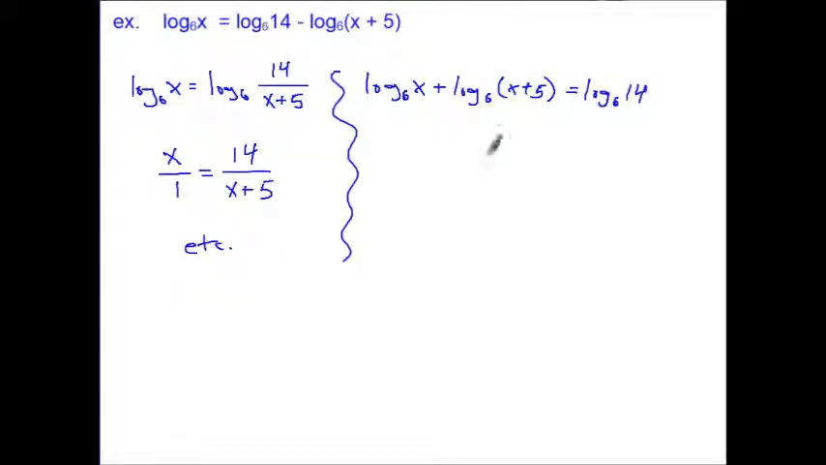Then this looks nearly identical to the last one, with a slight variance in the numbers. All you would do from there is smash it together just like the last one: log base 6 of x squared plus 5x equals log base 6 of 14. And notice that's exactly what you would get by doing the cross multiplication anyway: x squared plus 5x, and then 14 on the other side. So there you go, etc, etc, etc.